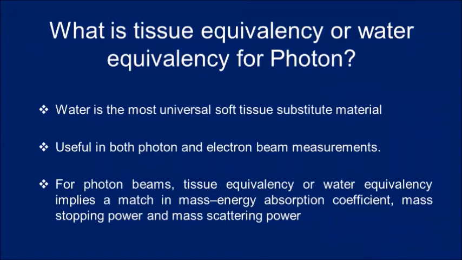What is tissue equivalency or water equivalency for photon beam? Water is the most universal soft tissue substitute material, useful in both photon and electron beam measurements. When you say tissue equivalency, what you mean is it should match the mass energy absorption coefficient or mass stopping power or mass scattering power.